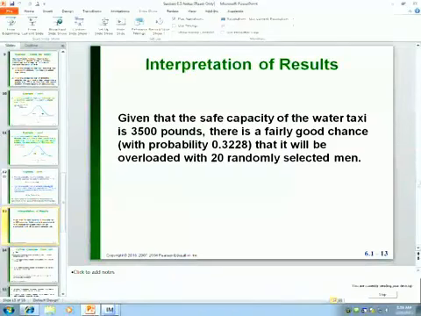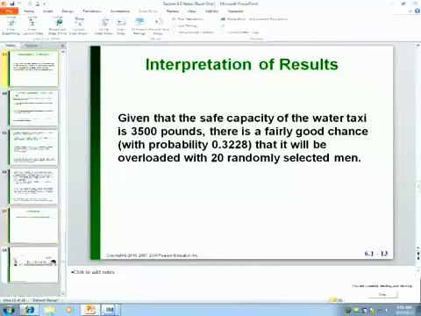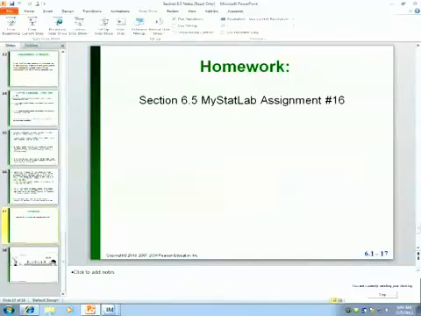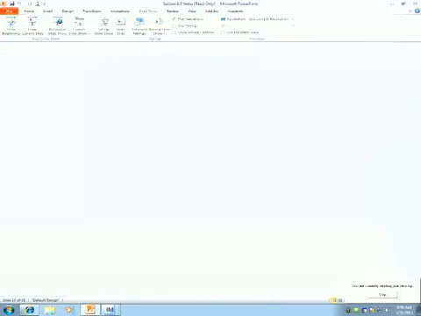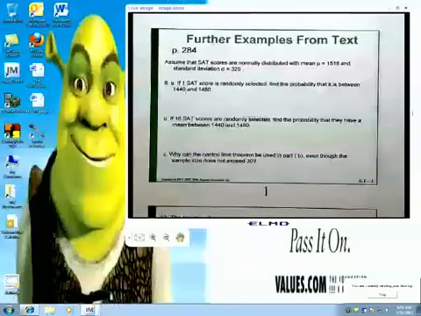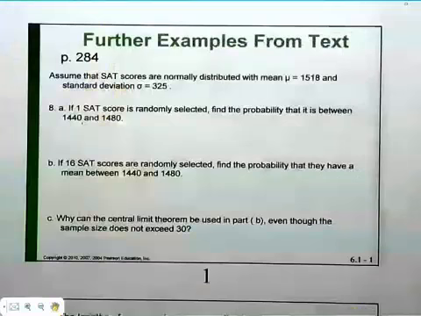All right. Now we can do some examples on our own. And the homework will be assignment 16. So let's look at these other examples I have typed up. The first one is about SAT scores.